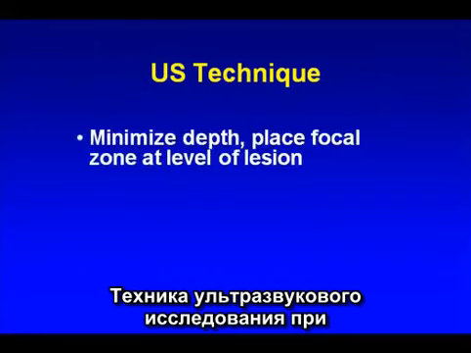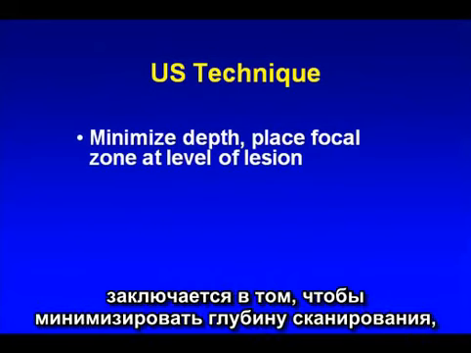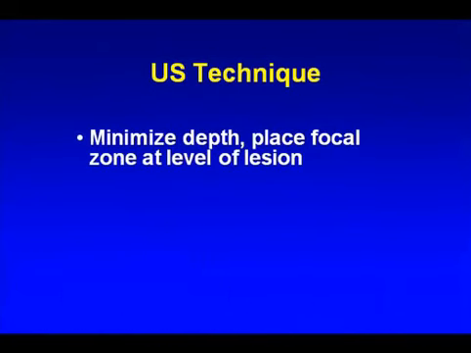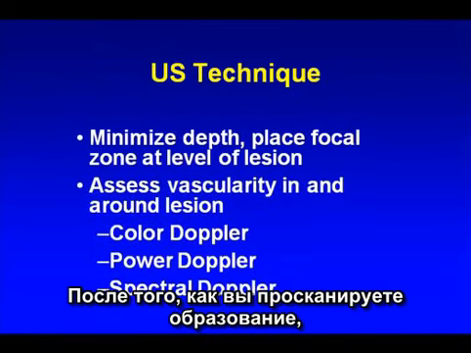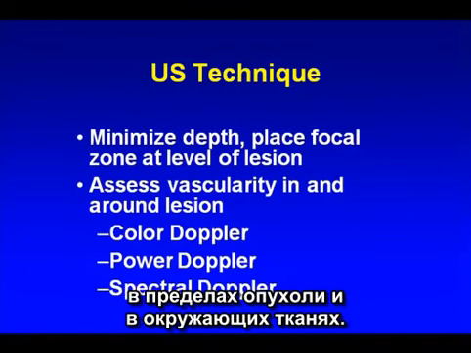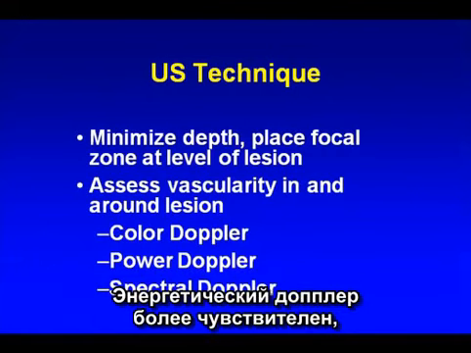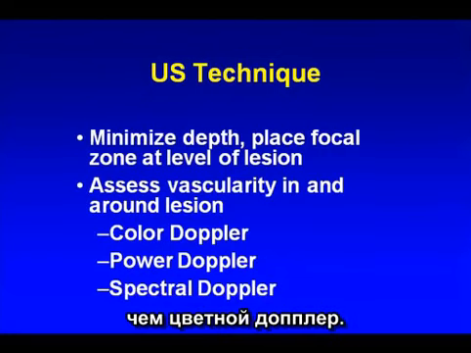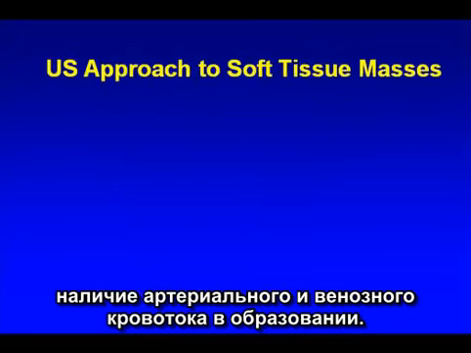Now, the ultrasound technique that one uses in evaluating a superficial soft tissue mass is to minimize the depth of the lesion to include the mass and place the focal zone at the level of the lesion. Then, after you identify the lesion, you want to assess the vascularity in and around the lesion by color Doppler to evaluate the blood flow, power Doppler, which can be somewhat more sensitive than color Doppler, and then spectral Doppler to confirm the presence of arterial and/or venous flow in the lesion.